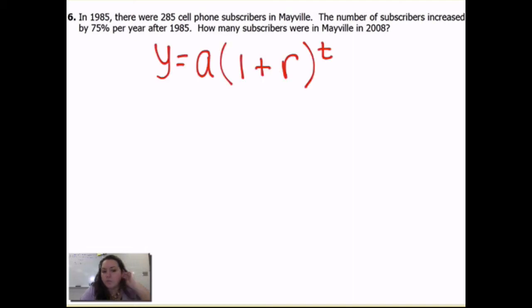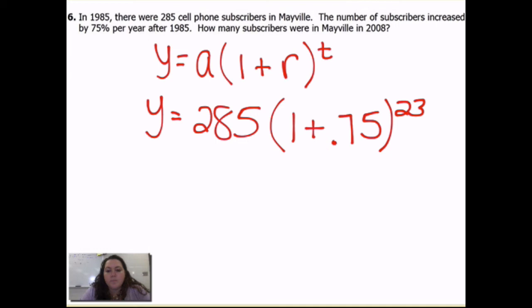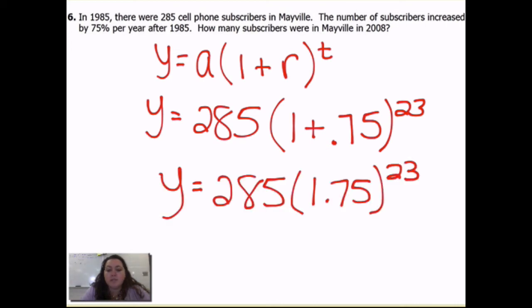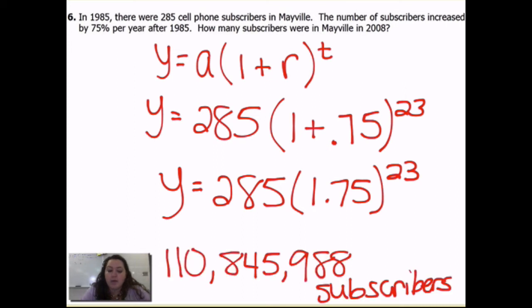Okay, so my original value was 285. My percent is 75, so 0.75. And then the years, I have to figure out how many years there were between 1985 and 2008. So there was 23 years, so that's where the time came from. Work inside the parentheses, raise it to the 23rd power, multiply it by 285, and we get 110,845,988 subscribers.